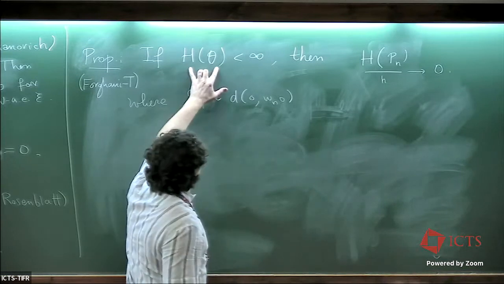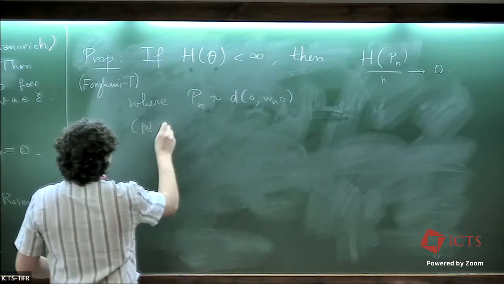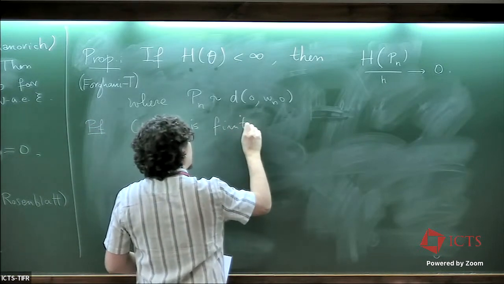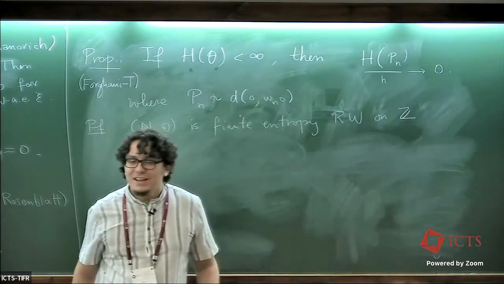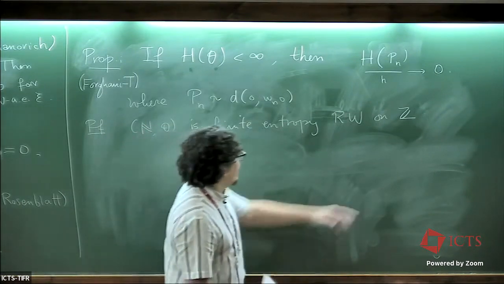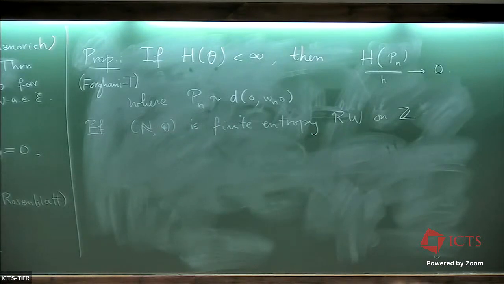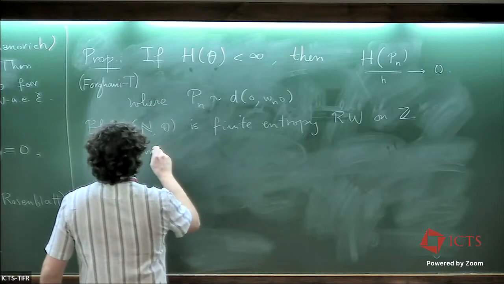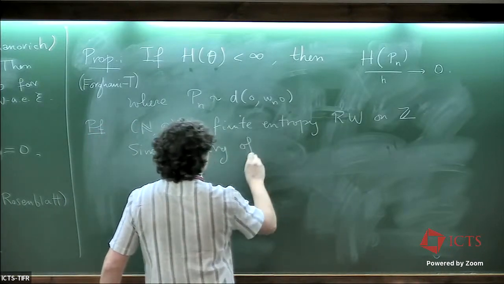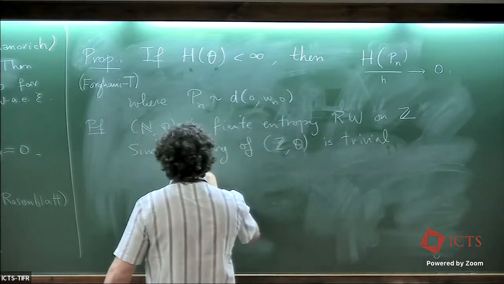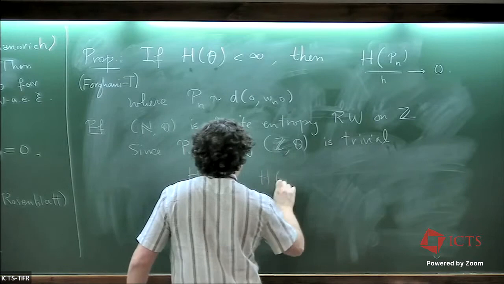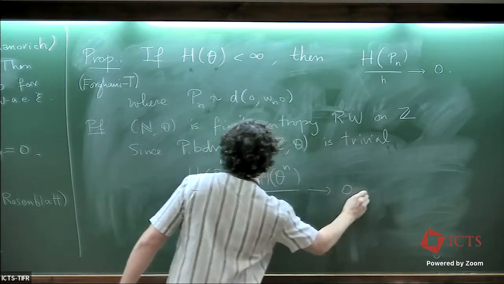And what else do we know? The proof: theta has finite entropy, so we have a random walk on Z, basically on N. Hence, its Poisson boundary is trivial. This is in an Abelian group. By the entropy criterion, the boundary being trivial is equivalent to the asymptotic entropy being zero. So since the Poisson boundary of the random walk on N, or Z, is trivial, we have that H of Pn over n is just H of theta convolution power n over n, and this goes to zero.